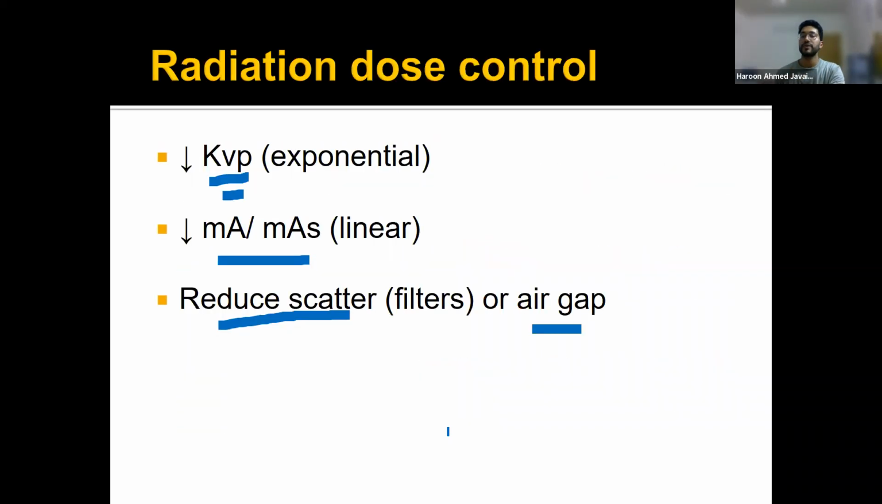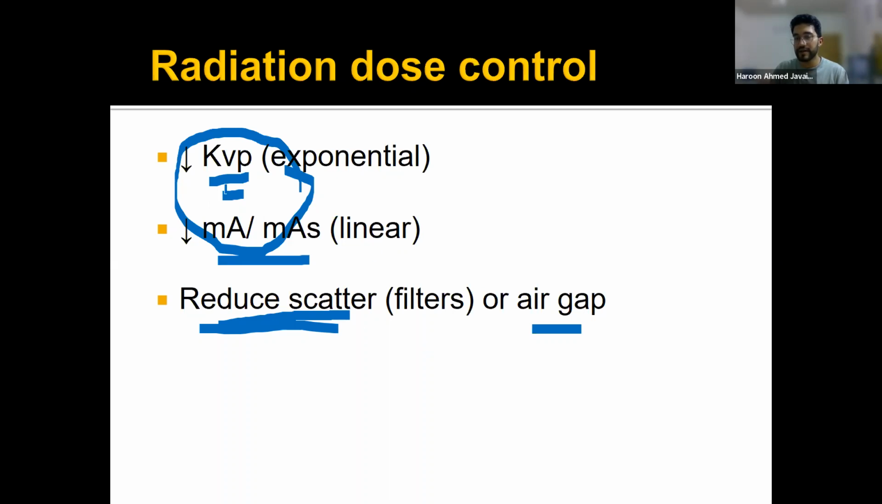So the way scatter is related to radiation dose is, let's say we are getting a lot of scatter. What will we do? We will apply filters and we will apply an air gap. If we're applying both of these, we don't have to use these methods of increasing kVp and increasing mA to increase the image quality, right? So basically we can get a better image at a lower energy. That's basically what it means by reducing scatter.